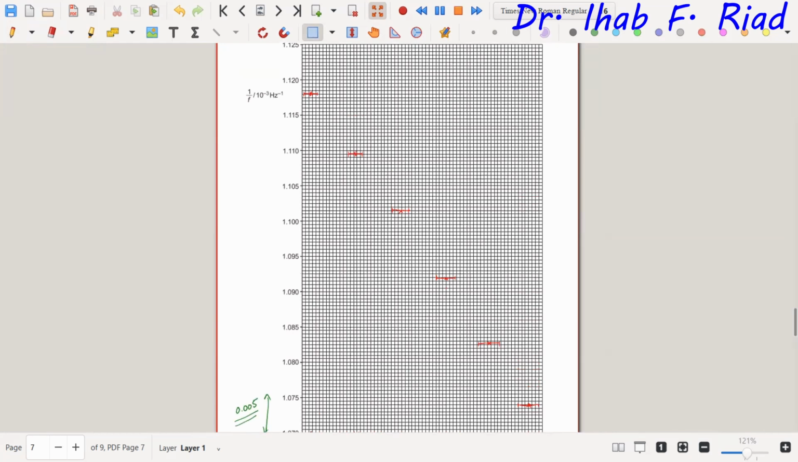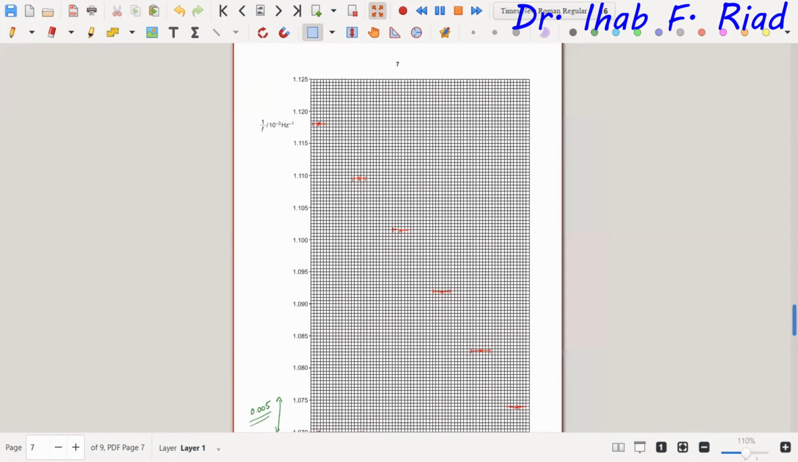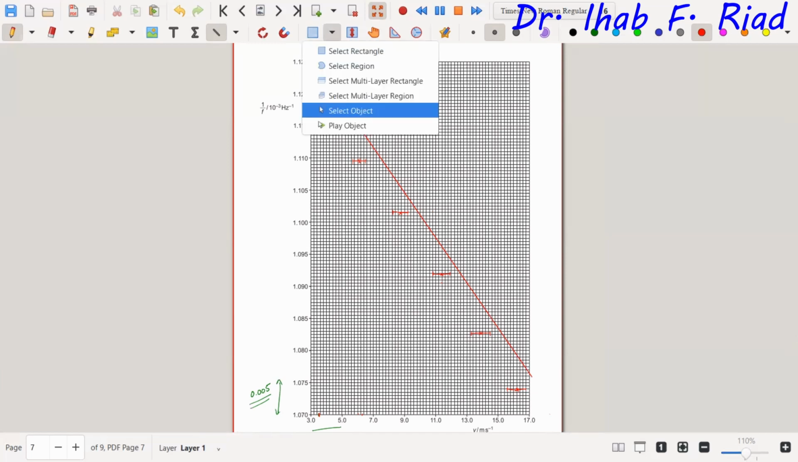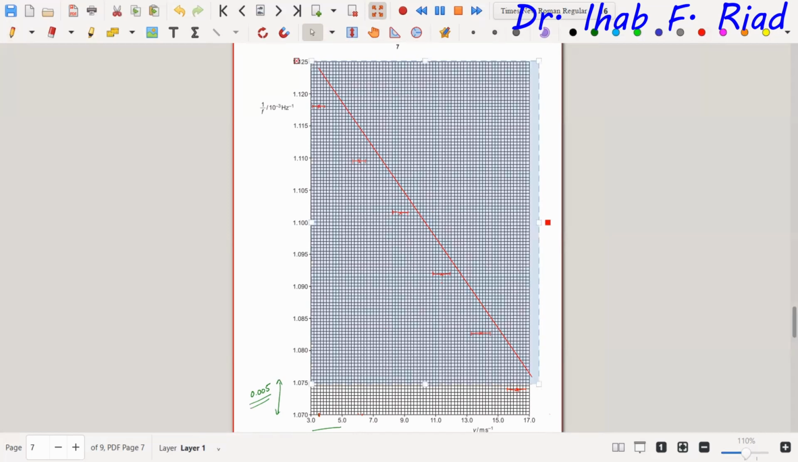Now we have to make how many lines? 2 lines. Which one first? The best fit. How do we decide for the best fit line? It should pass through the center of most points. We try to make it pass through the centers of all the data points, right? Yes.